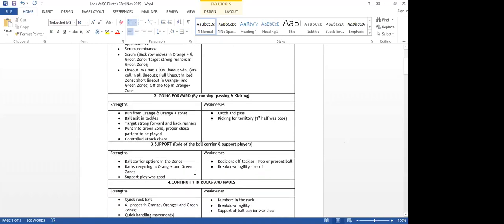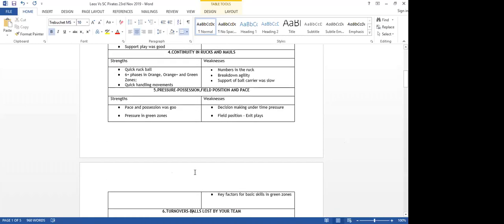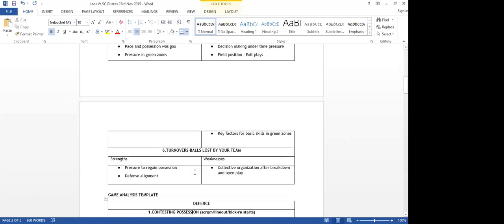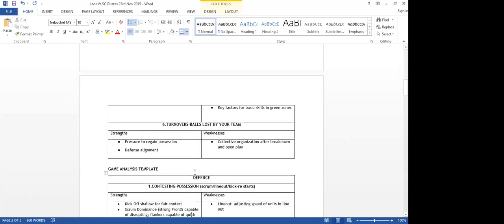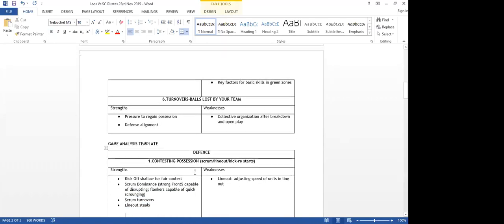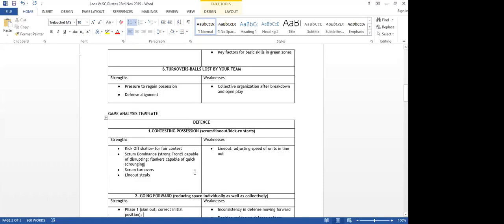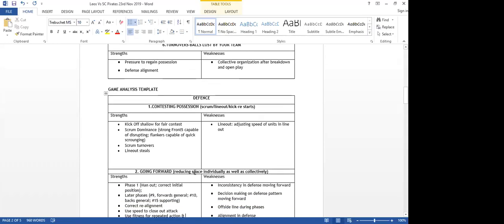As you can see, just fill in, then at the end, this is for attack. Then going down, you just do your strengths, weaknesses, and as we said, you work on the weaknesses more when you're training. On defense, I could see where we went wrong, where our strength was, and as you can see, our strength was better than our weaknesses, which are few.